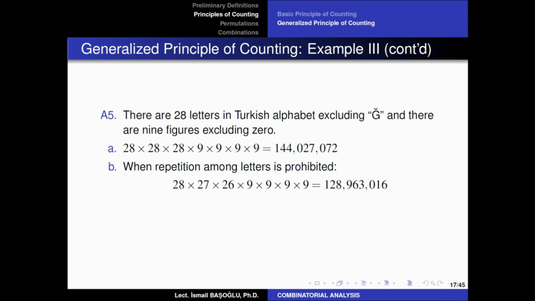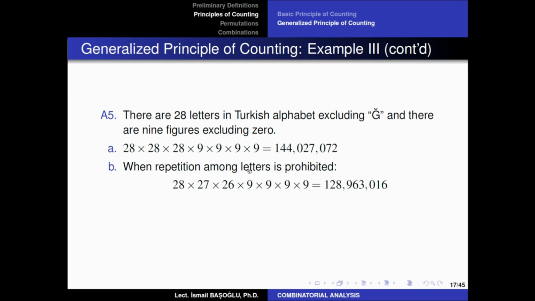Now, repetition can still be applied among the figures, so you can make a repetition of the figures. Therefore, the remaining experiments are going to have the same number of outcomes, 9, 9, 9, 9. Now, if you multiply all of these numbers, you are going to get a value which is approximately close to 129 million. So you see approximately 15 million of the license plates are removed if you apply this restriction.